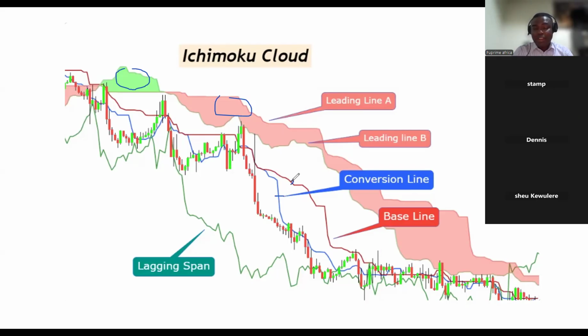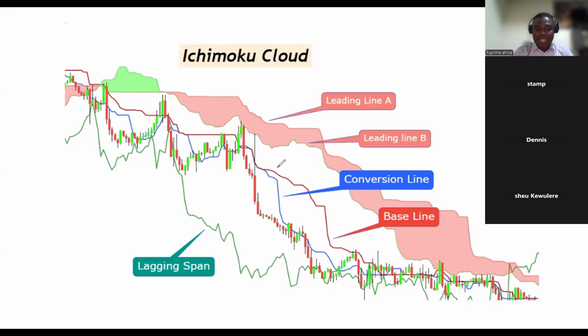Now, the conversion line and baseline are 2 sets of moving averages. If you understand how moving averages work, you know how you can combine 2 moving averages, where you have a fast moving average and a slow moving average. That is the same concept adopted into the conversion line and the baseline, in which case the conversion line is a fast moving average while the baseline is a slow moving average. The last one is the one outside here, called the lagging span. This one is used to identify momentum.